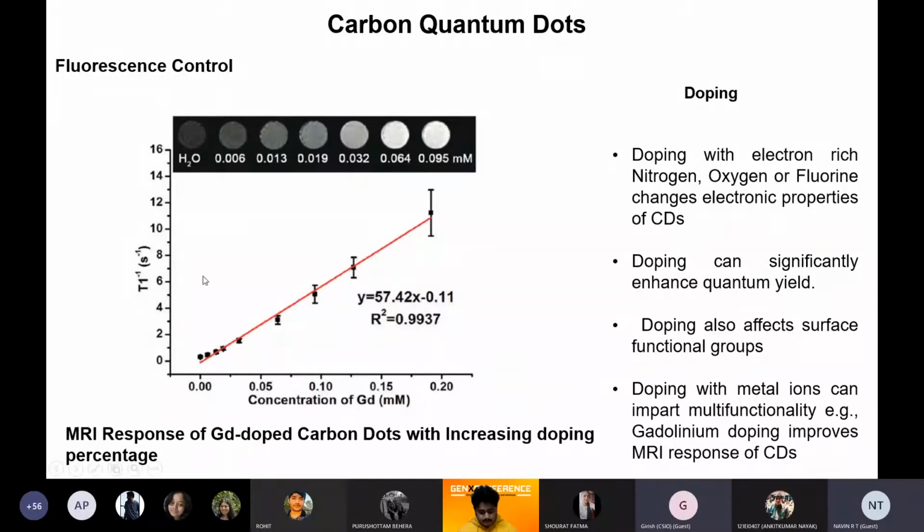In this particular example, what people did is they doped the carbon dots with gadolinium, and now along with fluorescence imaging, they could also image the carbon dots in an MRI, in a T1 weighted MRI. Because gadolinium is a paramagnetic metal ion, it gives an MRI response. So when incorporating the gadolinium ion into the carbon dots, we can get dual mode imaging, where we can image the carbon dot with fluorescence as well as with MRI response.